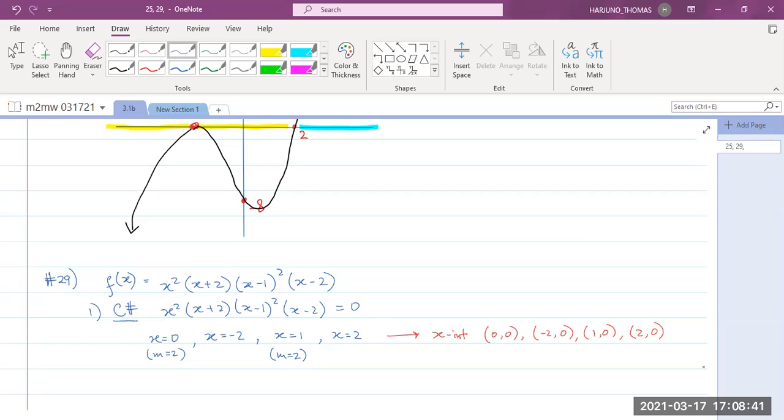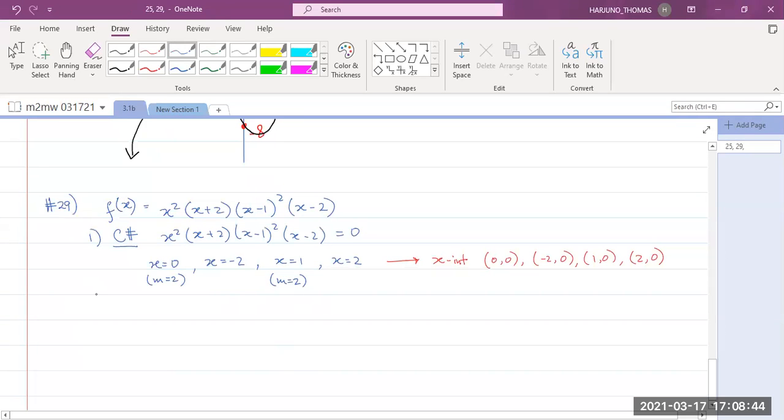Okay, now that's for step 1. Step 2, we will create the sign graph. -2, 0, 1, and 2. 0 is a zero with multiplicity of 2. 1 is also a zero with multiplicity of 2.